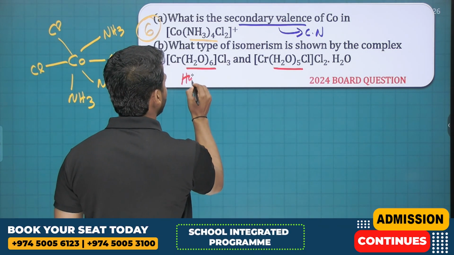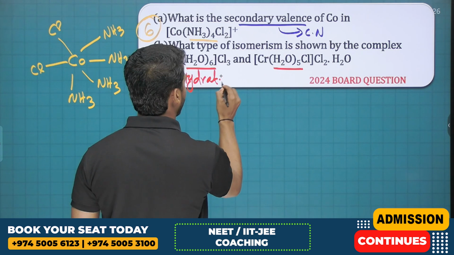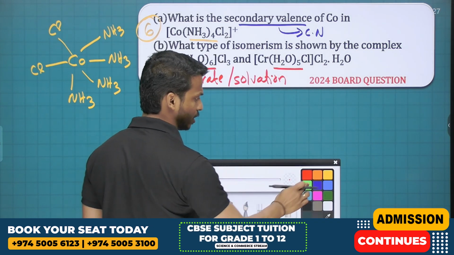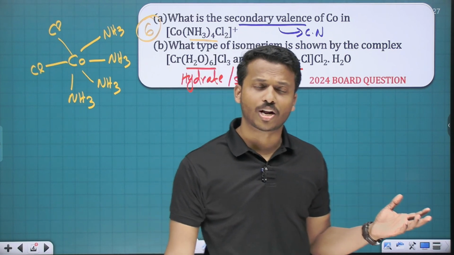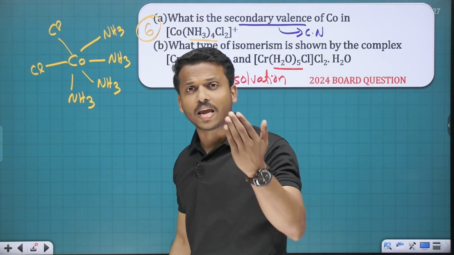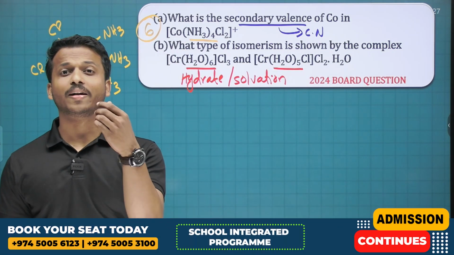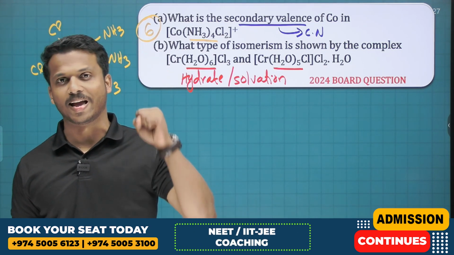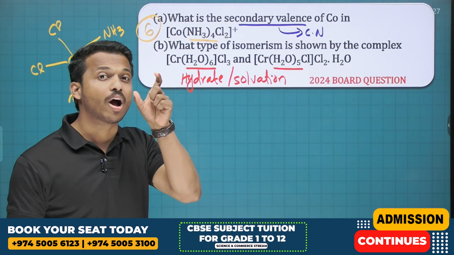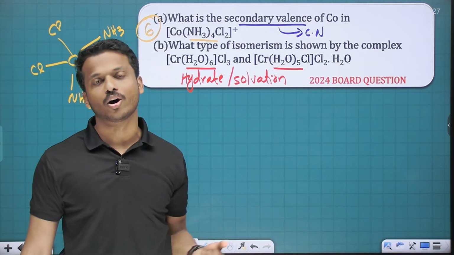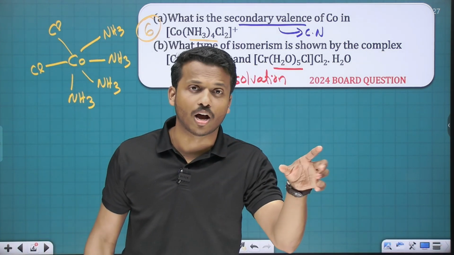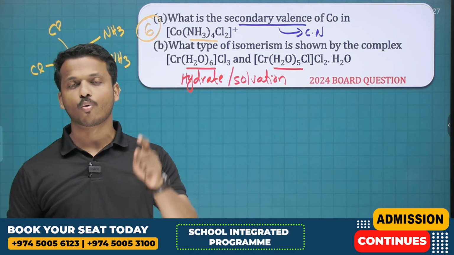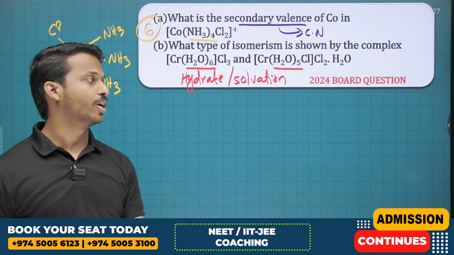Hydrate, right, my dear? This is called what? Hydrate or solvation isomerism. What is meant by hydrate or solvation isomerism? Complexes having the same molecular formula, but they differ in the number of H2O as ligand. Here you can see 6 H2O as ligand, but here 5 H2O as ligand. So same formula, but different in number of H2O as ligand. That is called what? Hydrate or solvation isomerism.